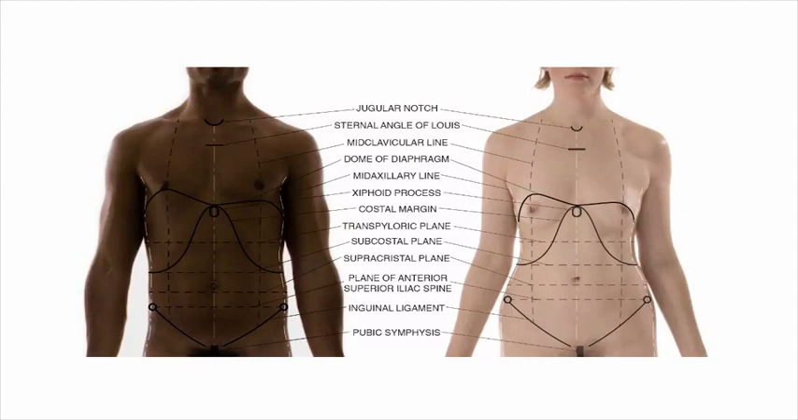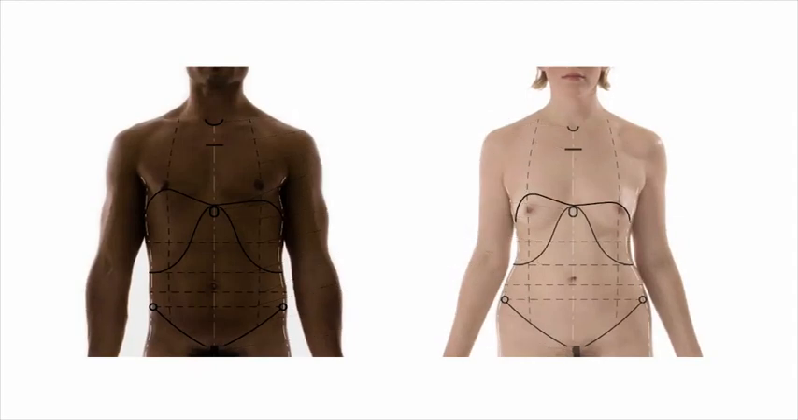We now identify the surface markings of some important abdominal structures. We see here the gallbladder, approximately at the junction between the transpyloric plane and the midclavicular line, and it is deep to the ribs and can only be felt in an enlarged gallbladder.